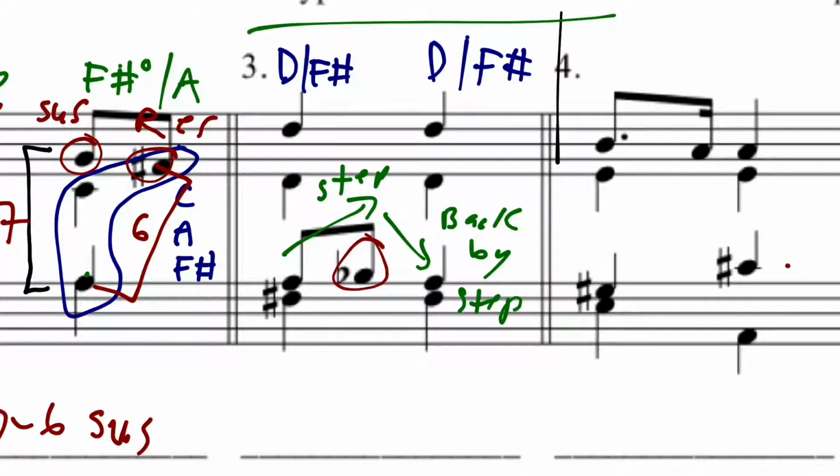So since it goes up by step and then right back down, it's a neighbor tone. Since this one's not part of the key, or likely not, we could say it's a chromatic neighbor tone. And since it goes up and down, we could say it's an upper chromatic neighbor tone. For our purposes, just neighbor tone, or NT, is fine. So part of the chord, then this B flat here, and back.